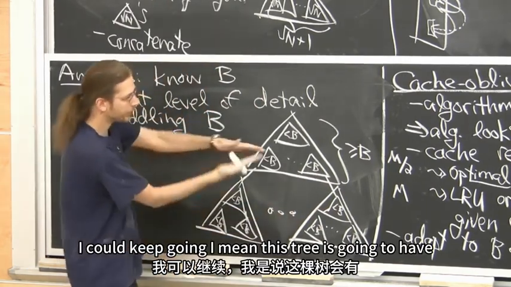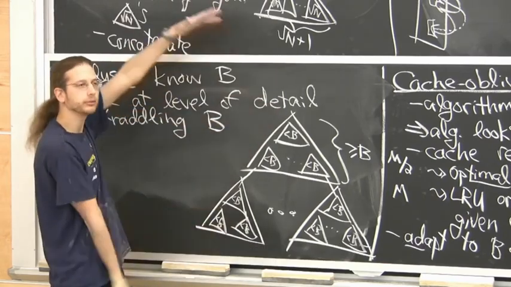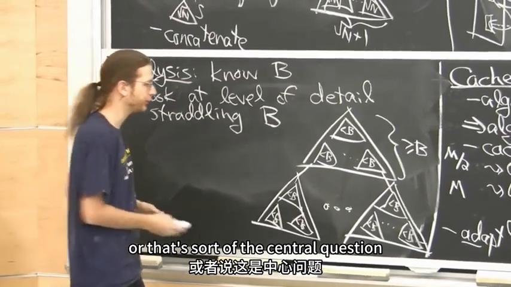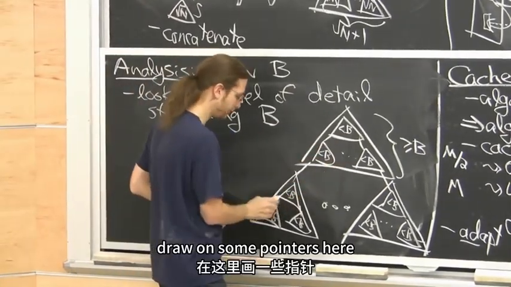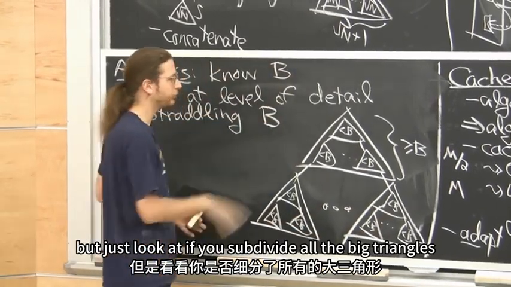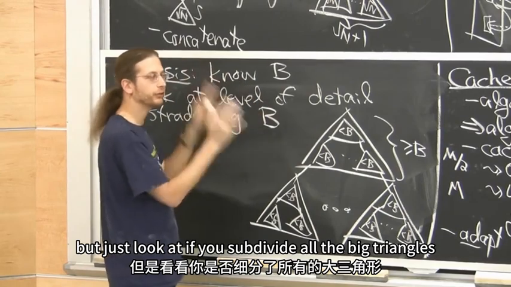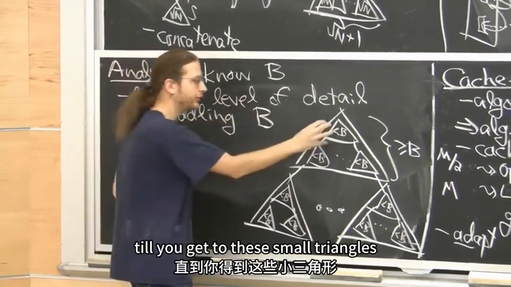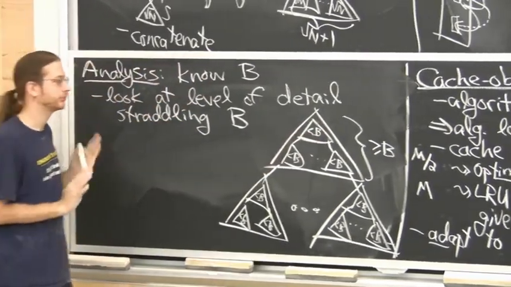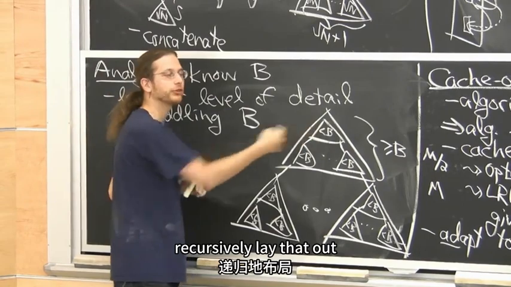I could keep going. I mean, this tree is going to have substantial height. I don't really know how tall it is, or that's sort of the central question. Drawing some pointers here. But just look at, if you subdivide all the big triangles till you get to these small triangles that are size less than B, then you stop recursing. Now the algorithm, of course, will recursively lay that out.